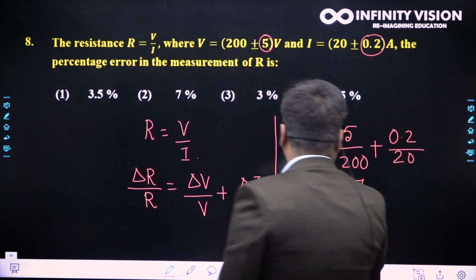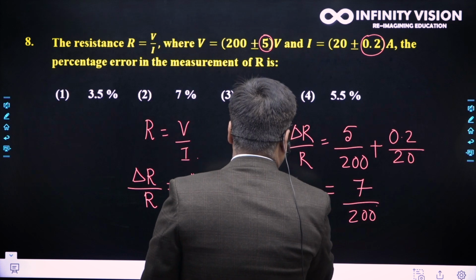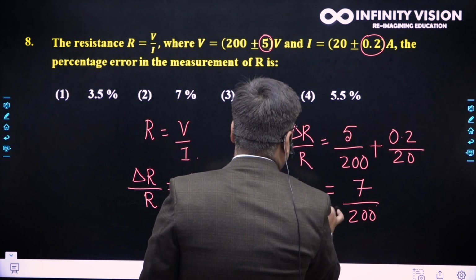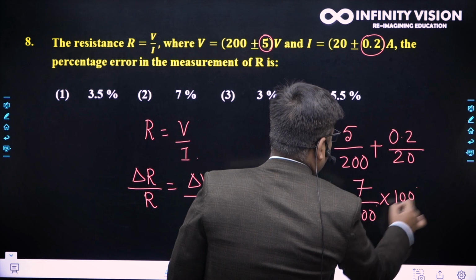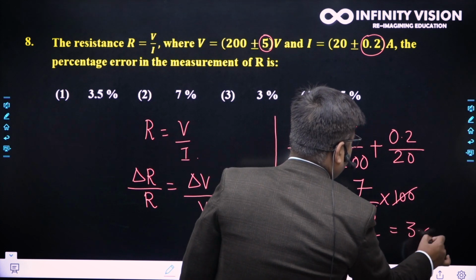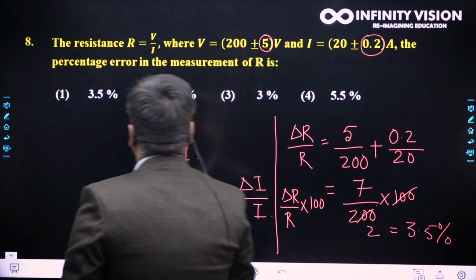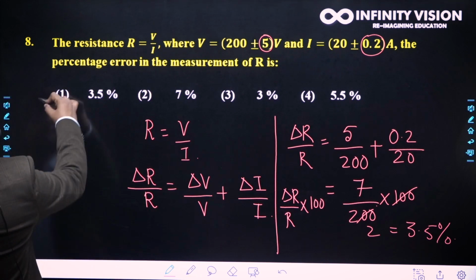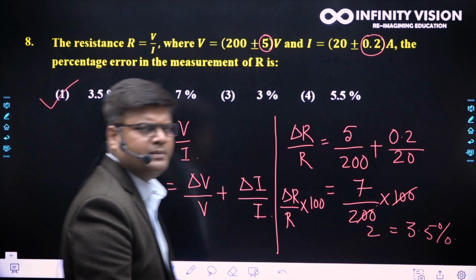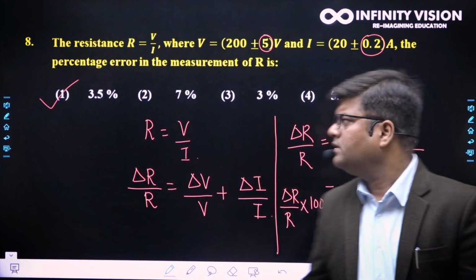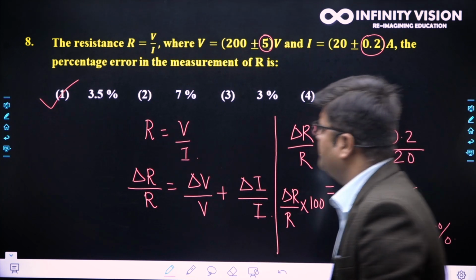Now for percentage error, we have to multiply both sides by 100. So this will be 3.5%. So the relative error in the measurement of resistance will be 3.5%. Very basic question from the errors and measurement part, that is the first chapter, units and measurement.